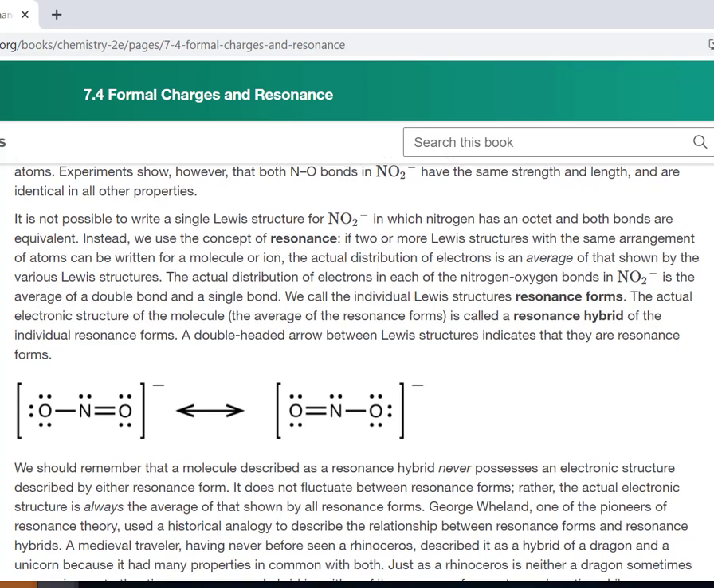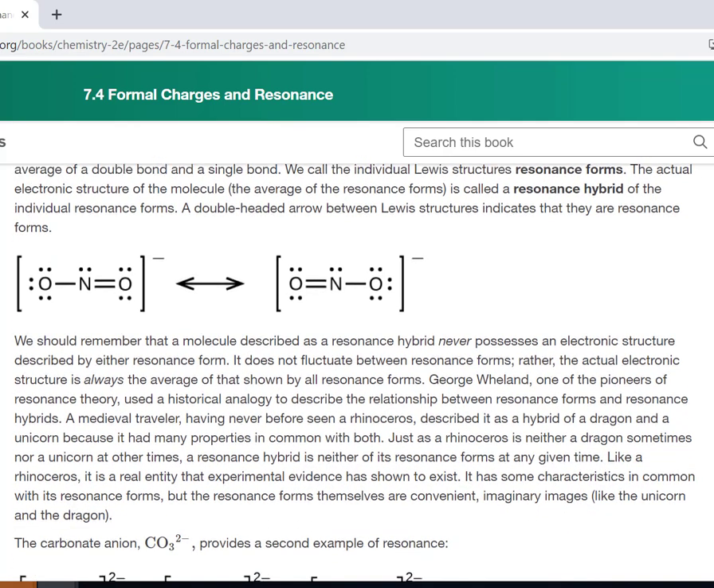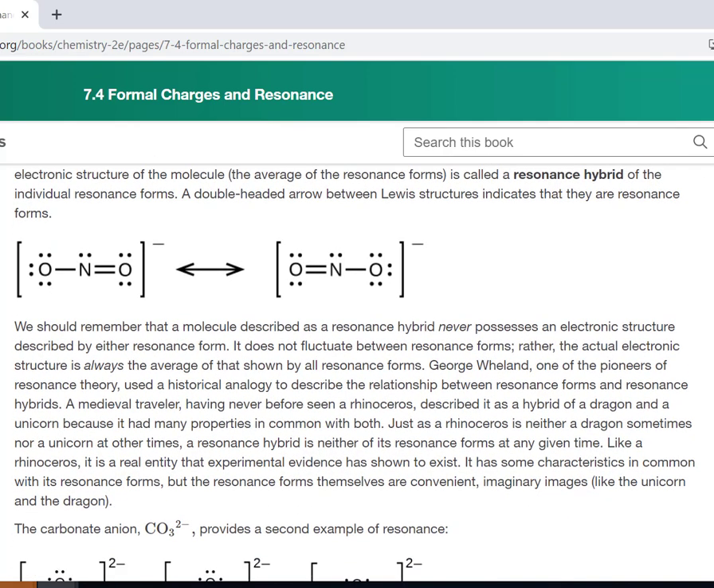But there are some good examples of this idea of a hybrid. In your book, there are other ones that I've seen in other books. In your book, it's using this idea of a rhinoceros being not a dragon or a unicorn, but maybe some combination. So that was kind of a historical idea.